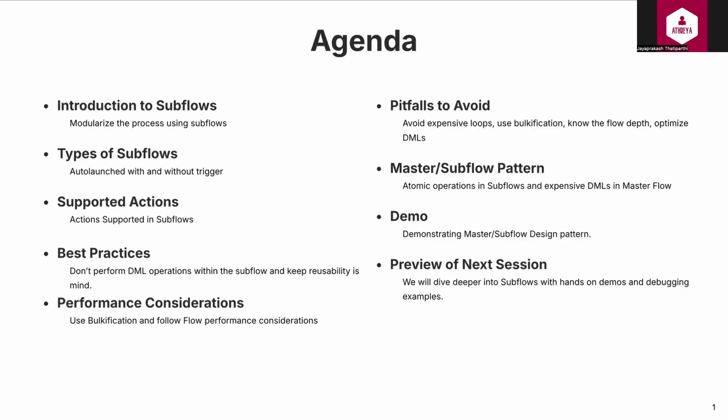After that, we will cover performance considerations such as governor limits, flow depth, and memory usage that can impact subflow execution. We will also call out common pitfalls to avoid, especially around handling variables and subflow design mistakes. From there, we will dive into the master subflow design pattern, which is a proven strategy for orchestrating complex automation in a modular way. I will walk you through a live demo using a recruiting app example to show how the pattern works in real-world scenarios.